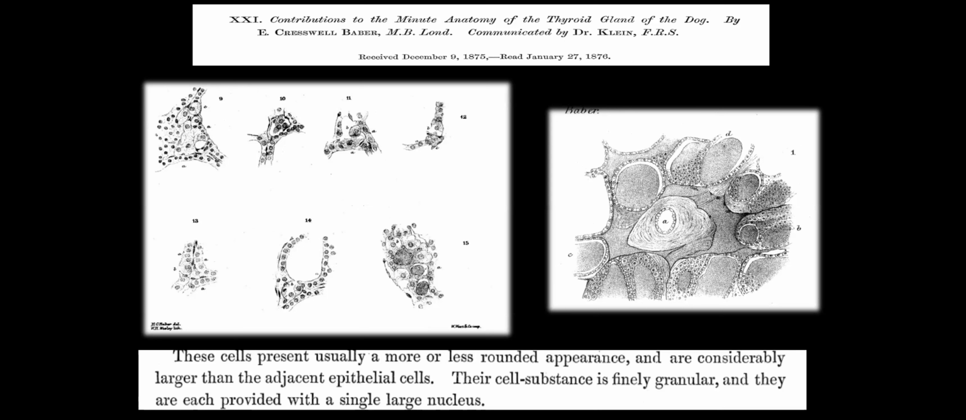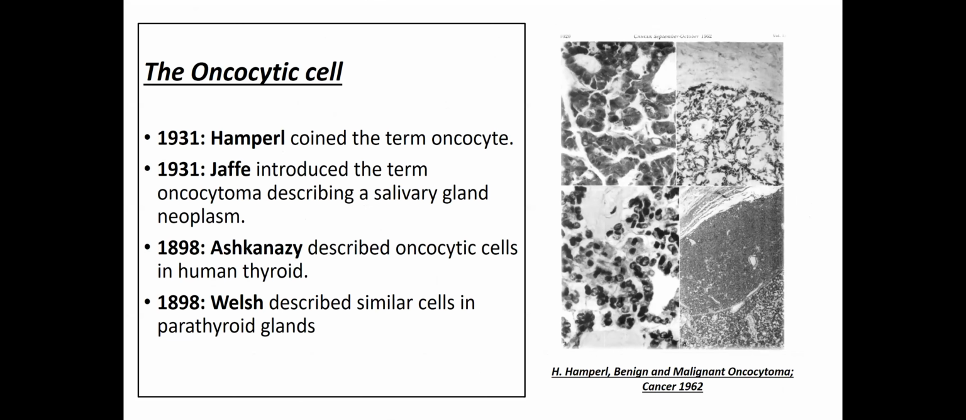And he said these cells have ample cytoplasm. And this is basically his description, with a larger cell with a granular cytoplasm and large nucleus indicative of this being an oncocyte. So these were described a long time ago.